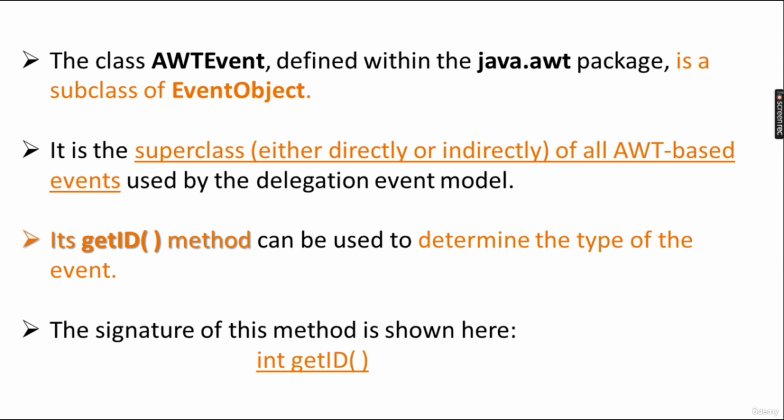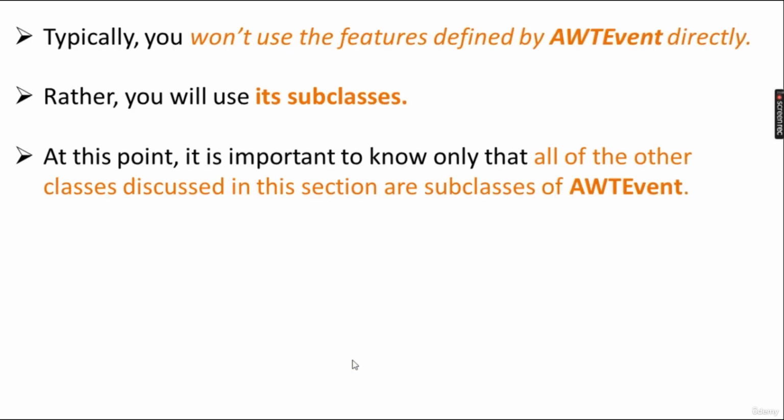The class AWTEvent, defined within the java.awt package, is a subclass of EventObject. So AWTEvent extends java.util.EventObject. You have to remember this. It is a superclass, either directly or indirectly, of all AWT-based events used by the delegation event model. Its getID method can be used to determine the type of the event. So if you want to find out which type of event has occurred, you will get its ID using the getID method, which returns an integer: int getID().